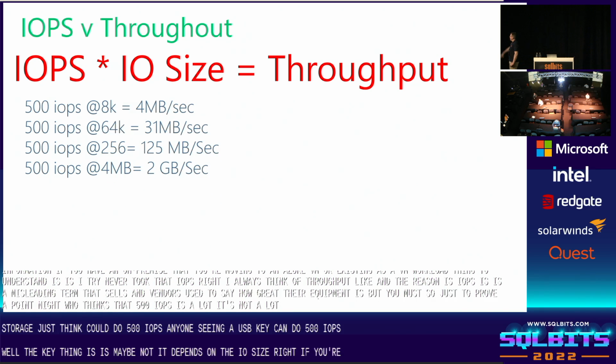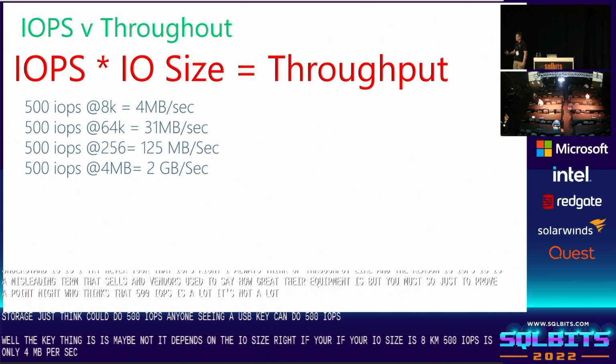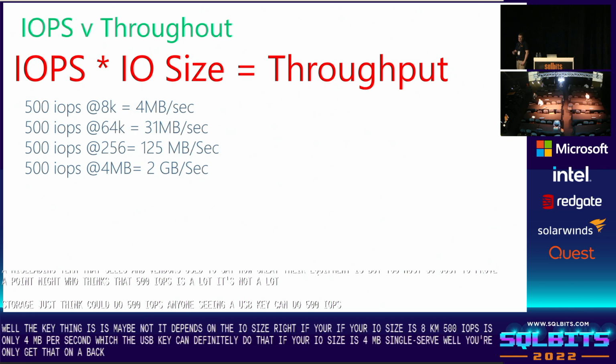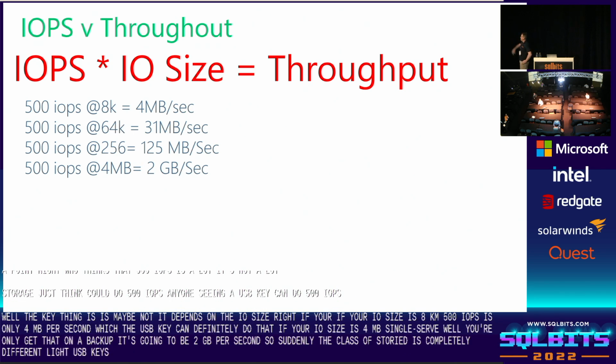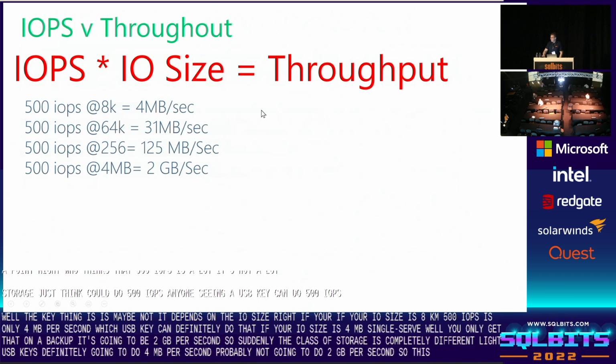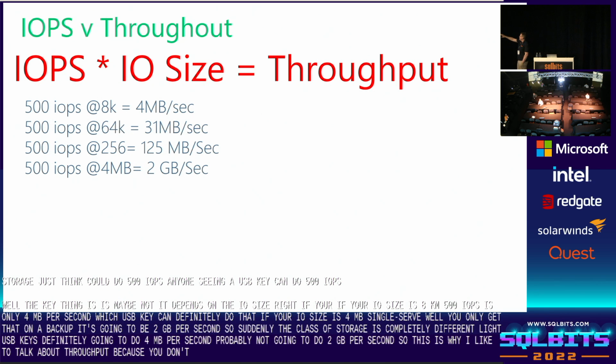If your I/O size is 8K, then 500 IOPS is only 4 megabytes per second, which a USB key can definitely do. If your I/O size is 4 megabytes, and in the SQL Server world you only get that on a backup, it's going to be 2 gigabytes per second. So suddenly, the class of storage is completely different, right? A USB key is definitely going to do 4 megabytes per second, probably not going to do 2 gigabytes per second. So this is why I like to talk about throughput, because if you only talk about IOPS and not I/O size, you'll get confused, right?